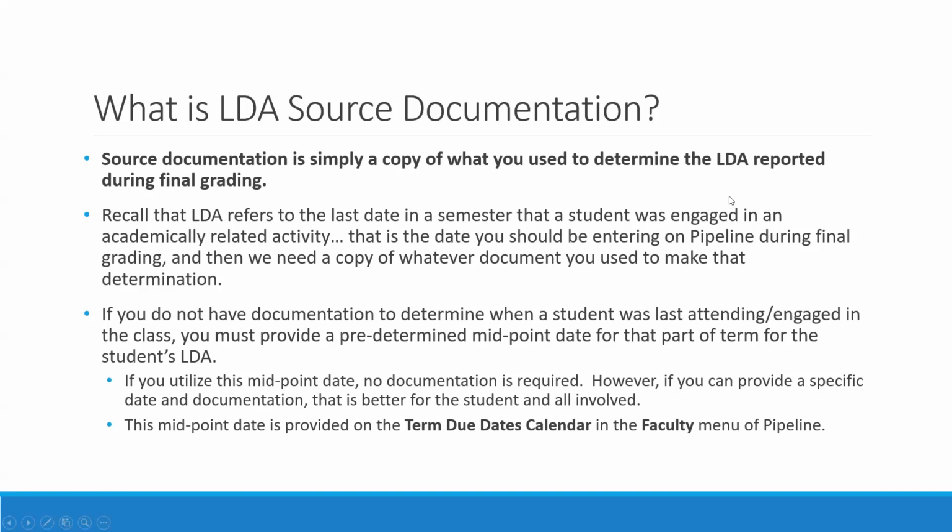Now, if you don't have documentation, let's say you don't take attendance, you're not sure when a student actually stopped engaging, we do have an option where you use the midpoint of the semester for the last date of attendance. And we always give that last date of attendance midpoint during final grading. That's part of our calendar on Pipeline, the term due dates calendar. So you can see what that midpoint is. You can use that midpoint if you don't have documentation to properly determine what the student's LDA is. When you do that, you don't have to submit documentation.